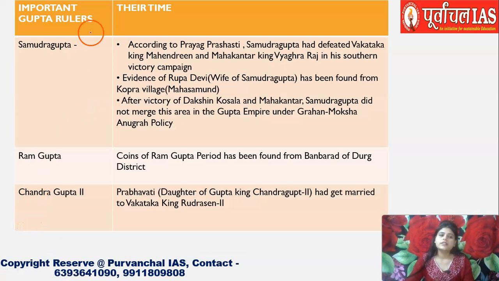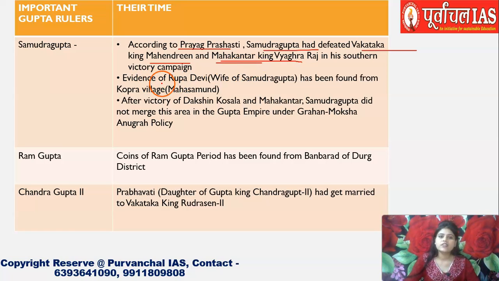Now there are important rulers of the Gupta period which you should know. The most important ruler among them is Samudragupta. In the beginning I have told you. In the Prayag Prahasti it is mentioned that Samudragupta, during his southern victory campaign, defeated Vakataka king Mahendra Sen and Mahakantar king Vyagraj. Please remember Dandekaran area was known as Mahakantar during the Gupta period.